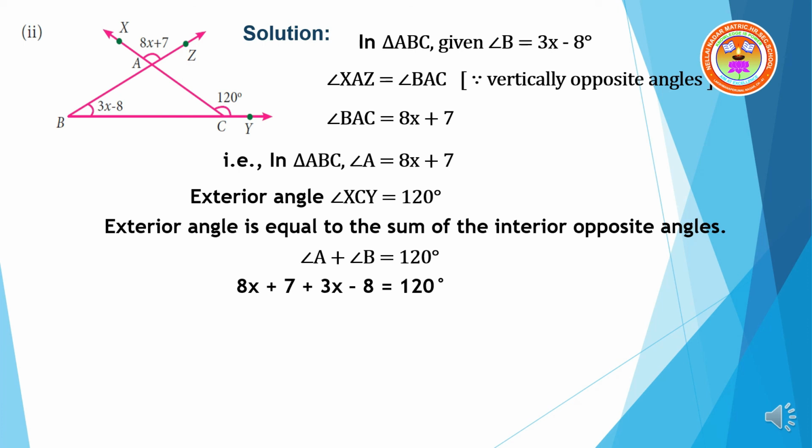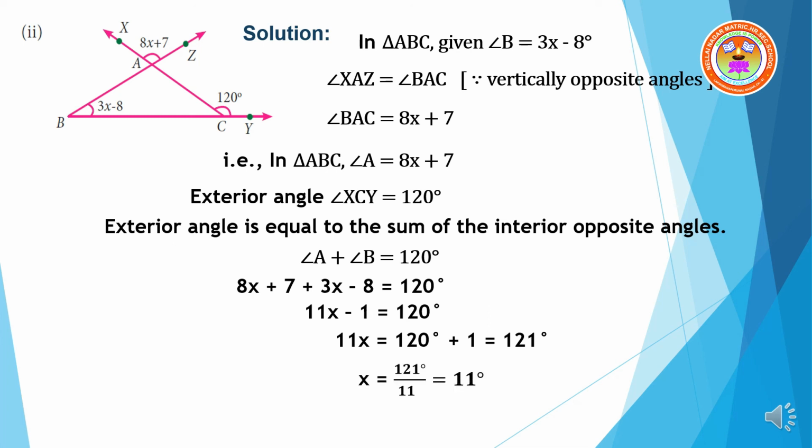Now, let me add 8x and 3x. So, that will be 11x. Again, you have 7 and minus 8. So, the value for that will be minus 1. So, 11x minus 1 is equal to 120 degrees. Now, transposing minus 1 to the other side, it becomes plus 1. So, 120 degrees plus 1 is 121 degrees.